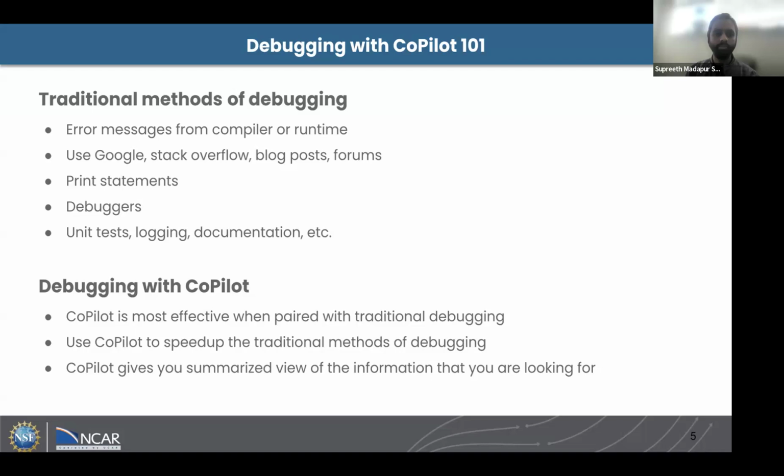The next one is one of the most widely used: print statements. We put print statements all over the place and then try to debug the code. And sometimes, if you're professional enough, we use debuggers to figure out what the issue might be. You might also already have unit tests and logging. If you don't, it's harder to debug. So these are some of the traditional methods of debugging our code.